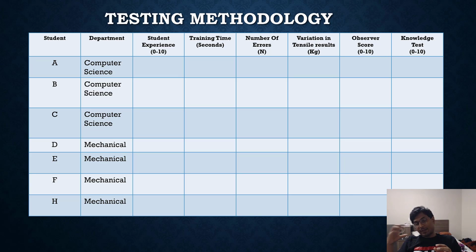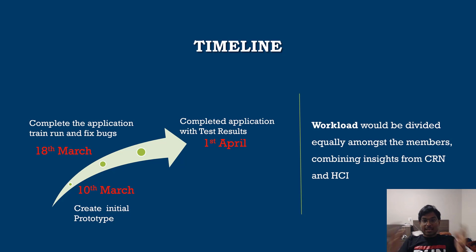We will also have an expert in the field. He will observe the entire process carried out by the student, and he will score the student. And finally we will have a knowledge test of 10 simple MCQs, where he will tell if the application designed by us is useful or not. Our timeline is: within the 10th of March we will create the initial prototype, within the 18th of March we will fix all the bugs, and by the 1st of April we'll complete the entire project with all the readings.